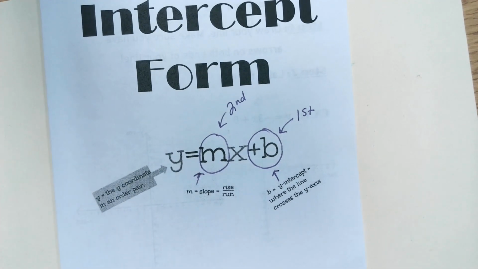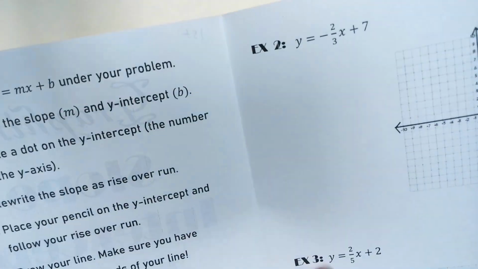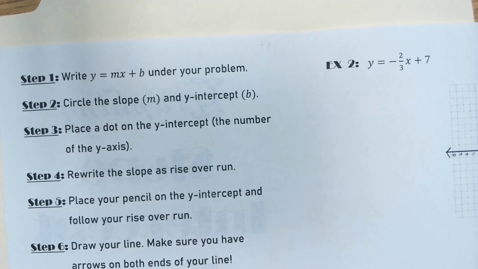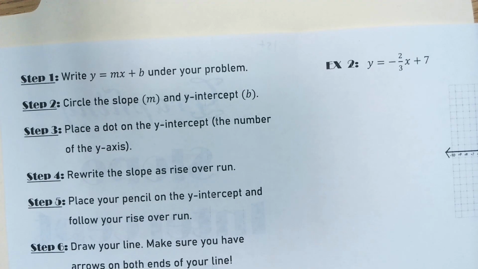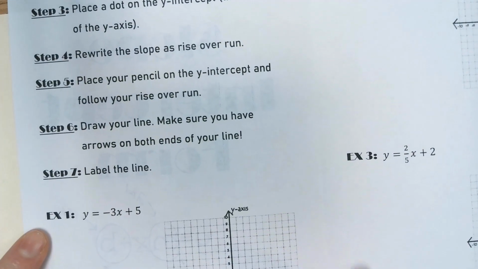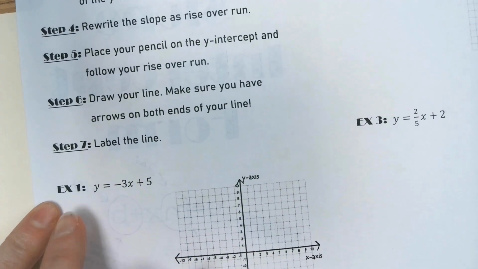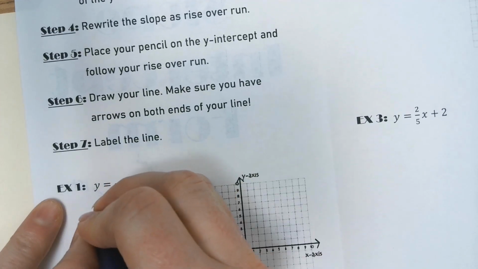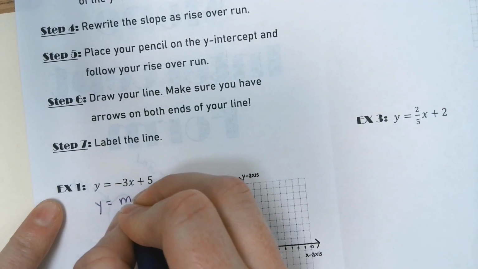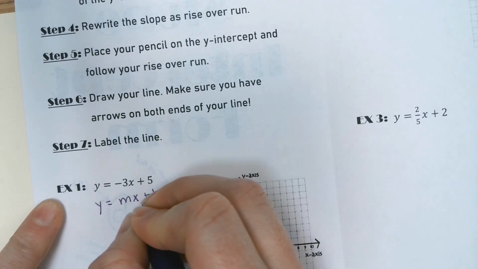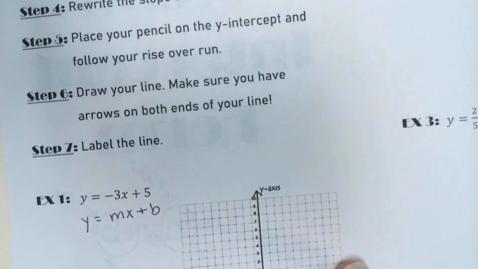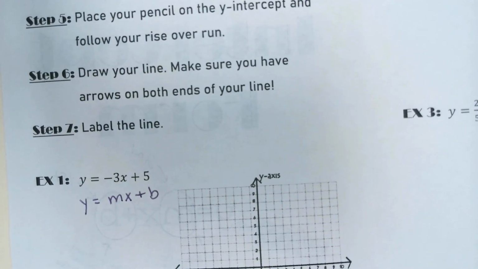So we have steps on the next page. All right, so here are the steps. Step 1, write y equals mx plus b under your problem. So let's do example 1 as we're going through the steps, okay? So we have y equals negative 3x plus 5. So underneath it, write y equals mx plus b. That is step 1.